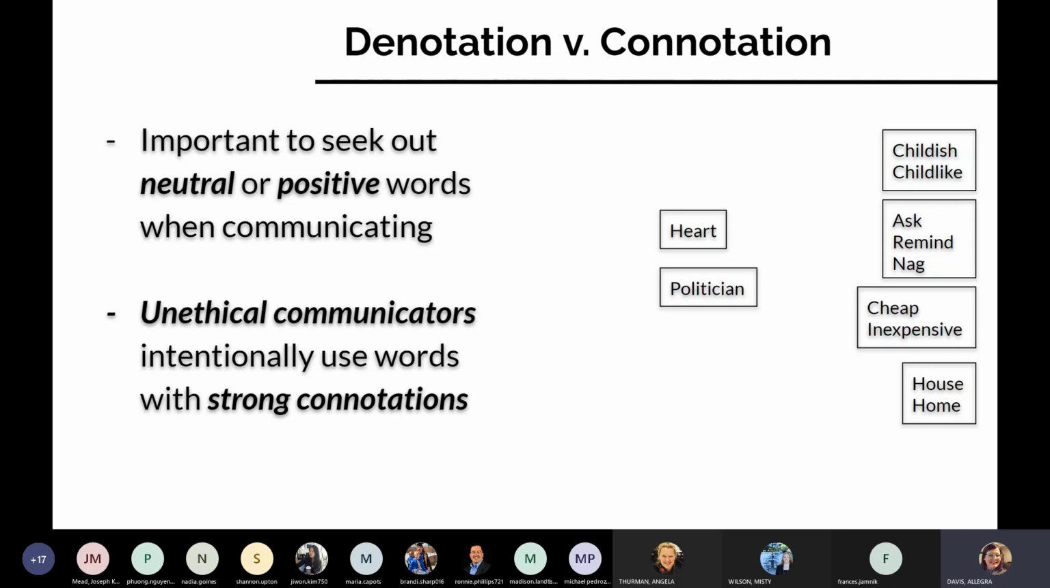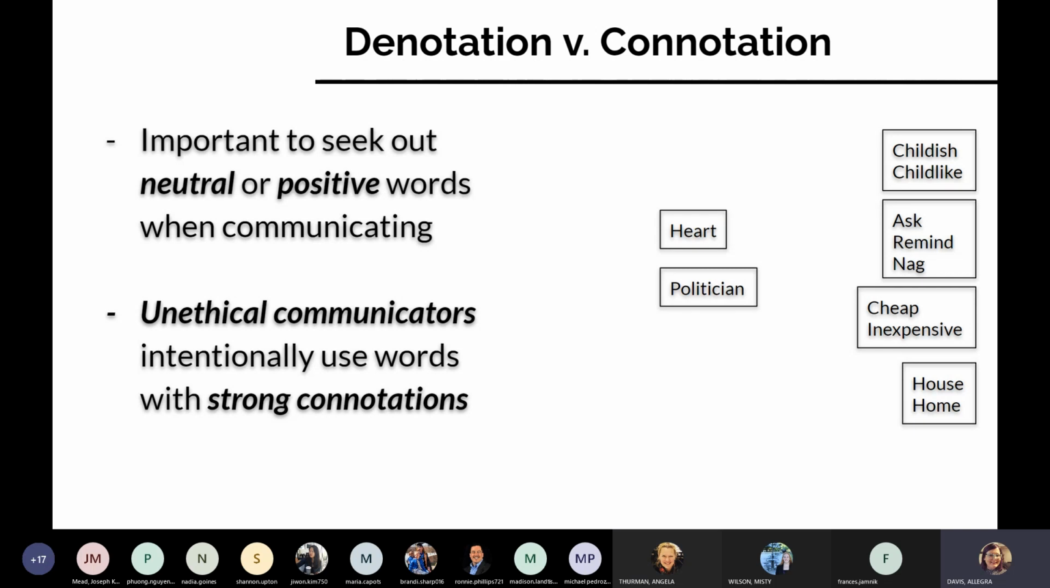Some examples of words that have connotations, right? Heart. If you look it up in the definition, it's an organ in your body, it pumps blood, it's part of your circulatory system. But when I say you have heart, I'm not talking about your circulatory system. But also think about the word politician. It is a neutral word, but I'm also aware that it has very, very strong connotations. Sometimes you can use it as an insult, right?